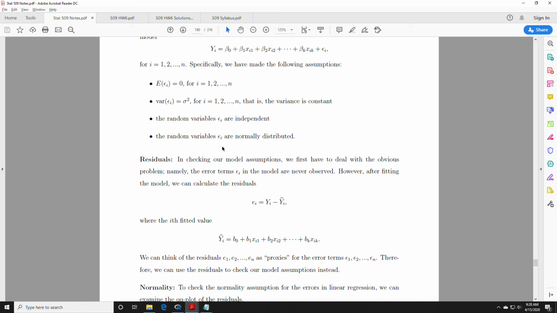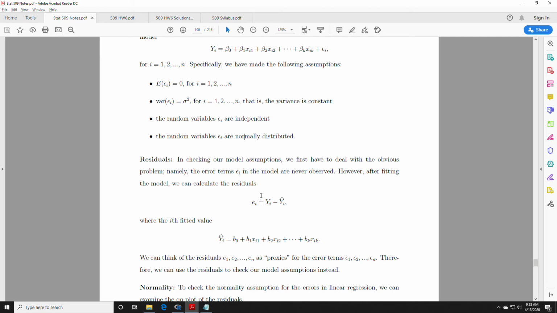So these random error terms, these epsilons, are not observed. However, the residuals are kind of a proxy for the error terms. So the residual again being how far away our model predictions are from the observed values. Y is the observed value, Y hat is the fitted value, or the predicted value for that Y based on our model. So Y minus Y hat, the residuals.